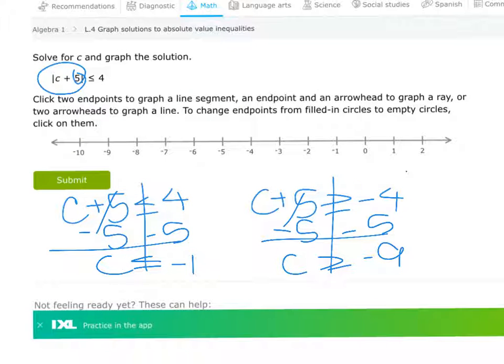After solving both inequalities, I have c is less than or equal to -1, and c is greater than or equal to -9. So I'm going to have my closed point at -9, my closed point at -1, and then these will connect together.